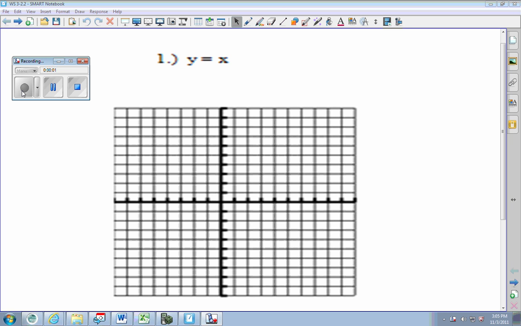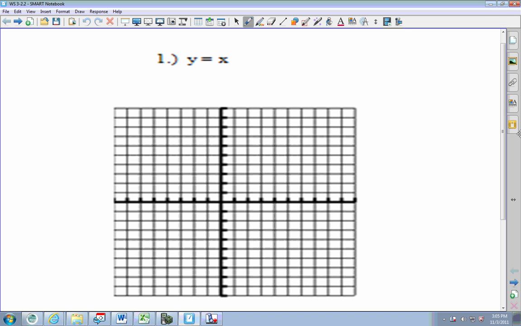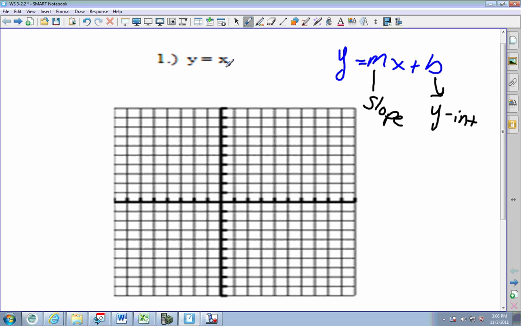Okay, this video is going to go along with 3-2.2, which is graphing equations in slope-intercept form. So first off, we have y equals mx plus b. That's slope-intercept form. Remember that b is the y-intercept and m is the slope. Now, what kind of equation is this? This is a special equation. This is the linear parent function.